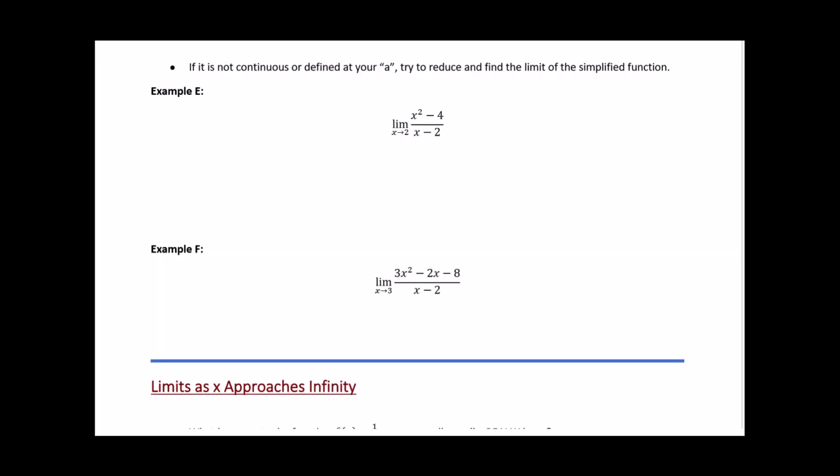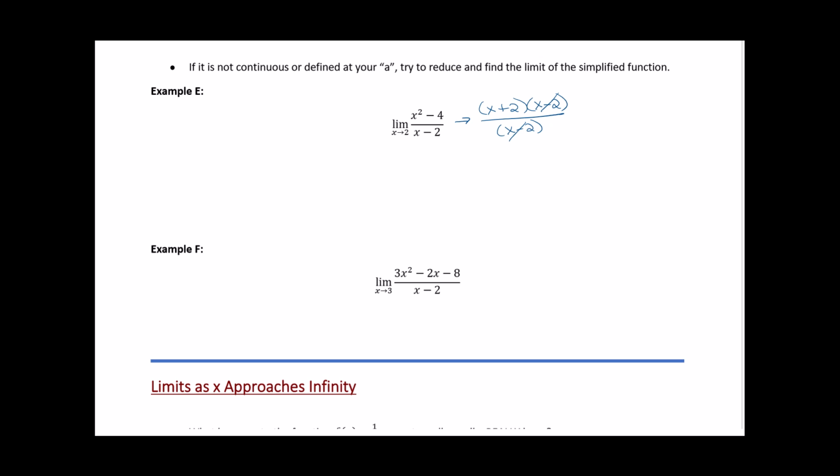If the function is not continuous or defined at your quote-unquote a, try to reduce and see if you can find the limit of the simplified function. For example e, they're asking for the limit as x approaches 2 of x squared minus 4 over x minus 2. Well, we know it's not defined at 2, but we could take the top and factor it, x plus 2 times x minus 2, and notice that the binomials x minus 2 reduce.